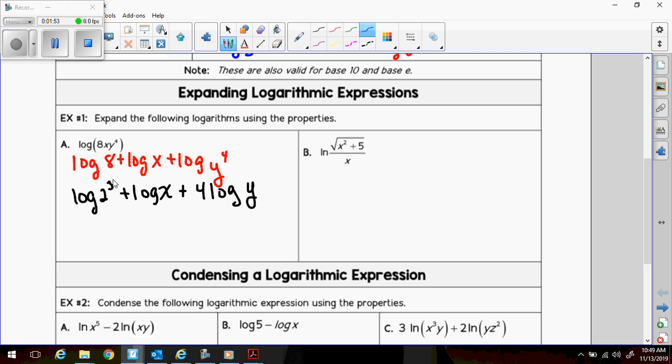And now my last step is going to bring this 3 down. So this is 3 log of 2 plus log of x plus 4 log of y.